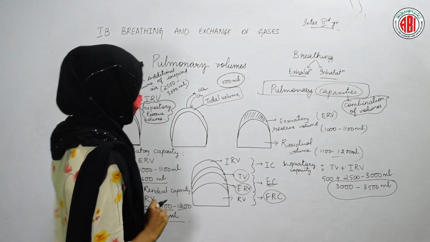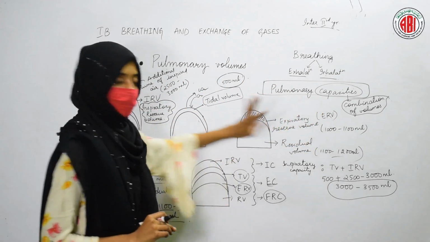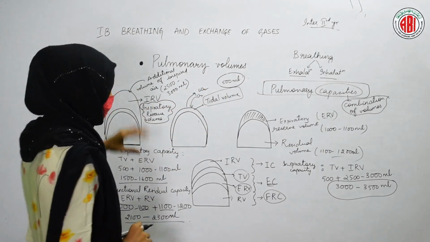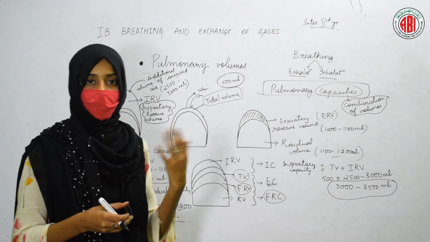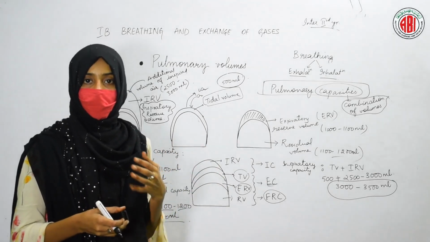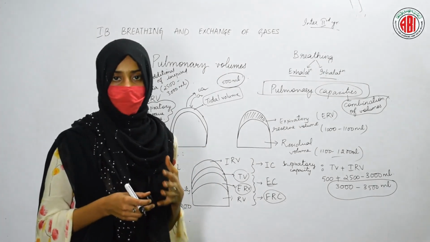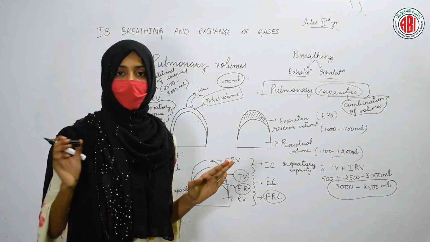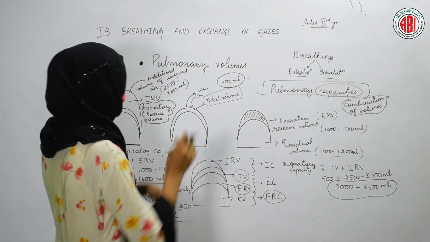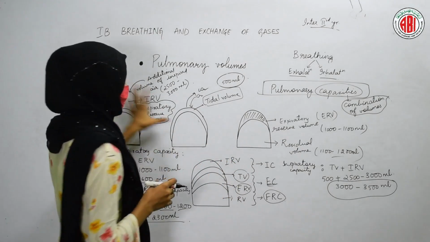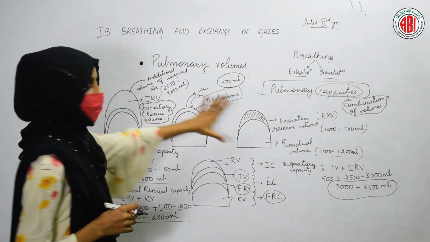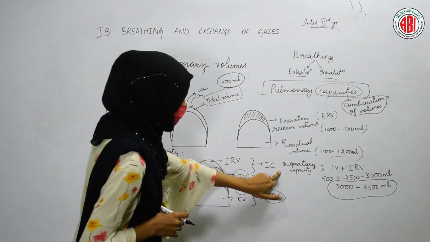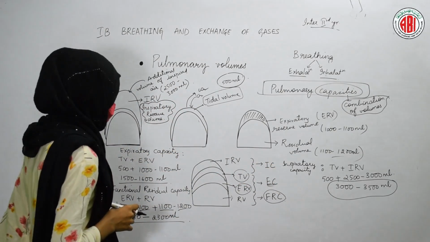I hope it's clear. Values are given for the different volumes that we have already discussed, which we need to remember. The amount of air that we inhale, the amount of air that we exhale, the amount of air that is taken in forcefully, and the amount of air that is given out forcefully. All these different volumes are given by different names and different values. By combining these volumes, we can calculate the capacity of a lung: inspiratory capacity, expiratory capacity, and functional residual capacity.